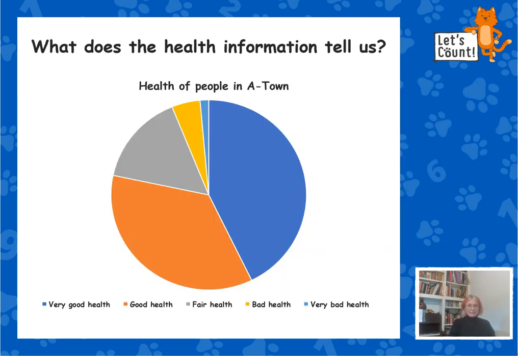Another question that the census asks is what people think about their own health. It asks people if they think they are in very good health, fair health, bad health, or very bad health. This pie chart gives us this information for the people who live in A Town. So why are we bothering about information regarding health? If we're happy and healthy, we're likely to be pleased with the way our life is going. And in this lesson, we want to think about how we can improve our lives through the things that we have around us in our local areas.